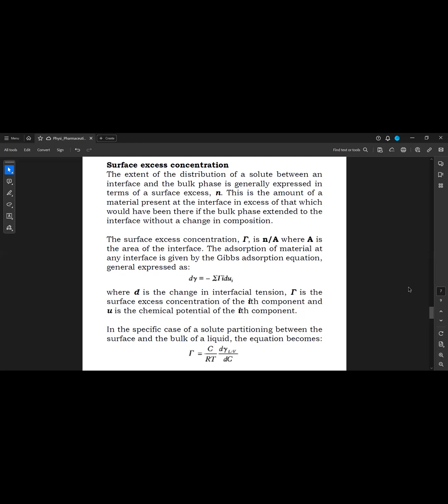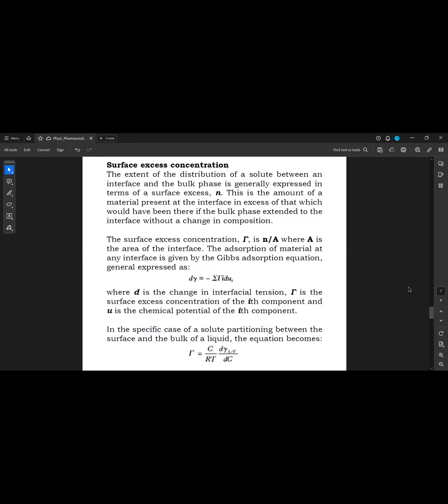So, what I'm understanding is a solute. The solvent is the liquid, a solute is the solid that you're putting into the solvent. There's the interface. If you're introducing a powder to water, the water is the liquid interface, there's the air interface as well. And then the powder is trying to get into the water and to reduce surface tension. So the material, the powder, which is present at the interface in excess, what would have been there if the bulk phase extended to the interface without a change in composition.